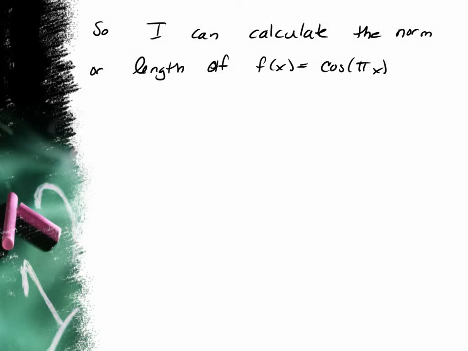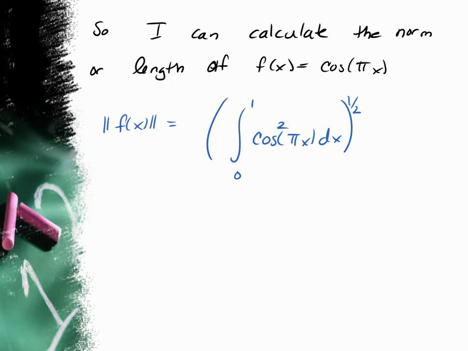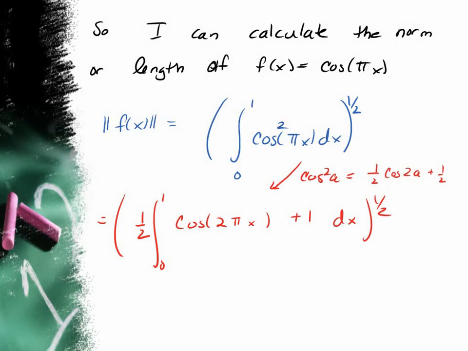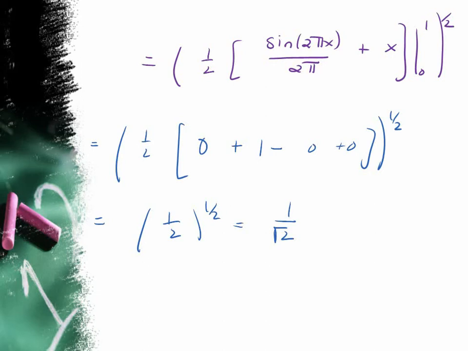So I can actually calculate the length of, let's say, the cosine pi x. I just pop it into that formula. It's an integral. And your calculators can do this. I was sitting right next to Maple, but I did it by hand. Just to remind you of those trig laws: if you have cosine squared, then you can transform it to cosine double angles. You do the integral. And you get 1 over square root of 2.